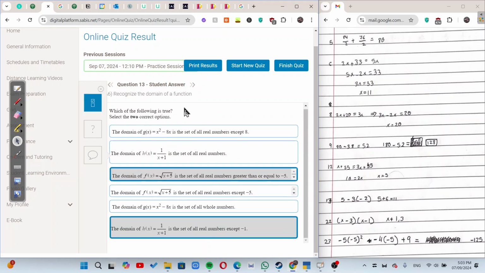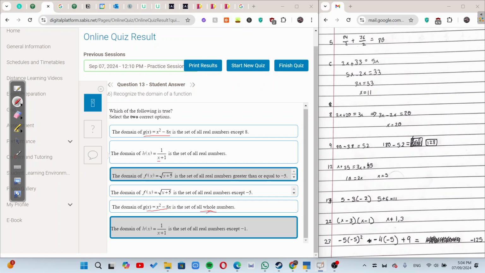Okay, now we're in algebra. So which of the following options is true? So here's the rule: if you see a polynomial, its domain is the set of all real numbers. Here they said except 8, so it's wrong. It has to be all real numbers. And if you see this question has the same equation, but it says whole numbers. So whole numbers are wrong. You need to say all real numbers.